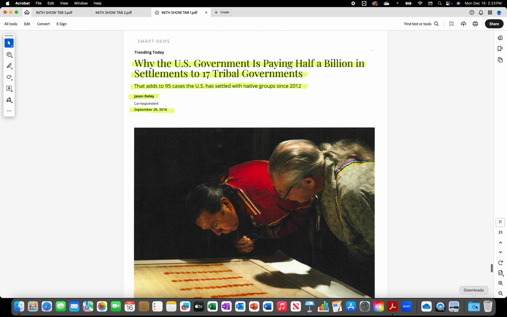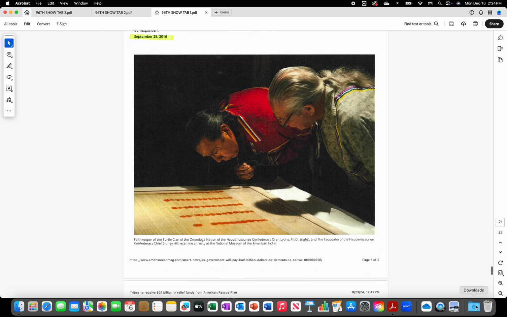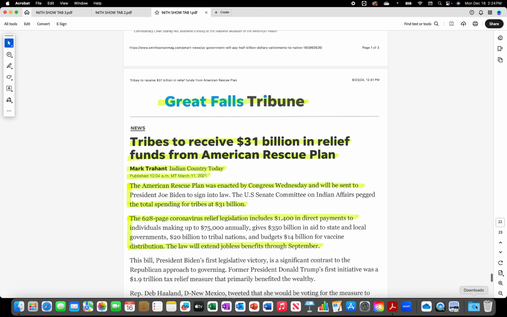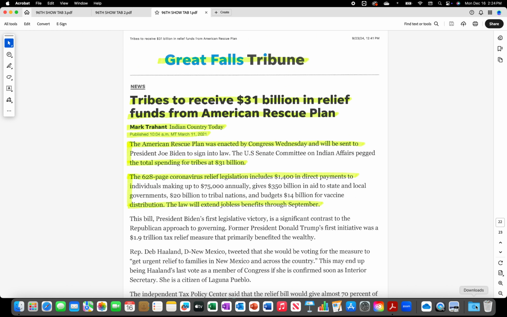This is from Smithsonian. Why the U.S. government is paying $500 million in settlements to 17 tribal governments. That adds to 95 cases the U.S. has settled with Native groups since 2012. Jason Daly, September 2016. This is from the Smithsonian. We'll get to the Smithsonian on another show. The show is forthcoming. Let's move on. We will speak to the Smithsonian on a future show.